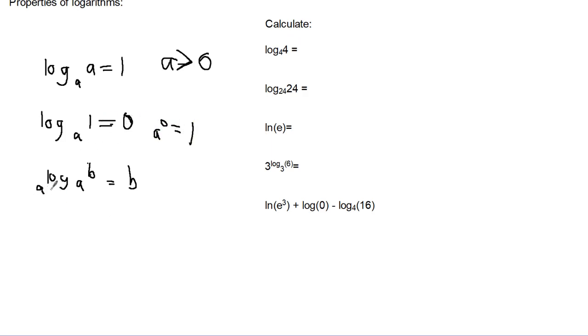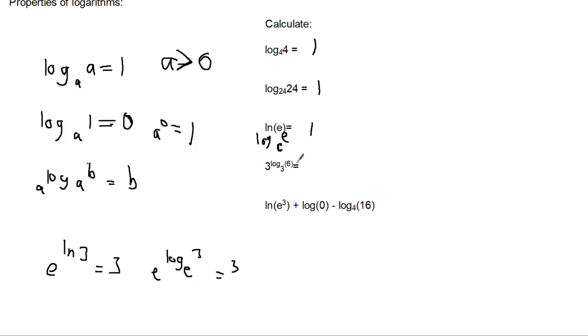If you take anything to the log power of that same base, then you get the answer inside. So for example, let's do e to the ln of 3. We'll get 3. e to the ln of 3 is 3, because e to the log base e of 3 is 3. So calculate log base 4 of 4, 1. Log base 24 of 24, 1. ln of e, 1, right? Remember, ln is log base e, and ln of e is 1.